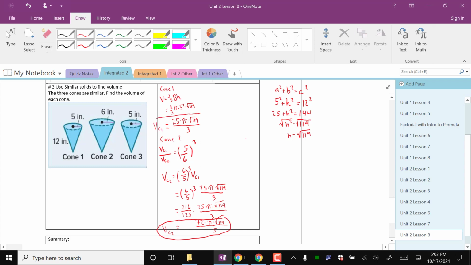Now we want to come up with the volume of cone 3. Well, look at this. Cone 3 is the same as cone 1. They're similar shapes, 5 to 5, or a 1 to 1 ratio. So that means cone 3 is going to be 25 times pi times the square root of 119 over 3. So that's the volume of cone 3.